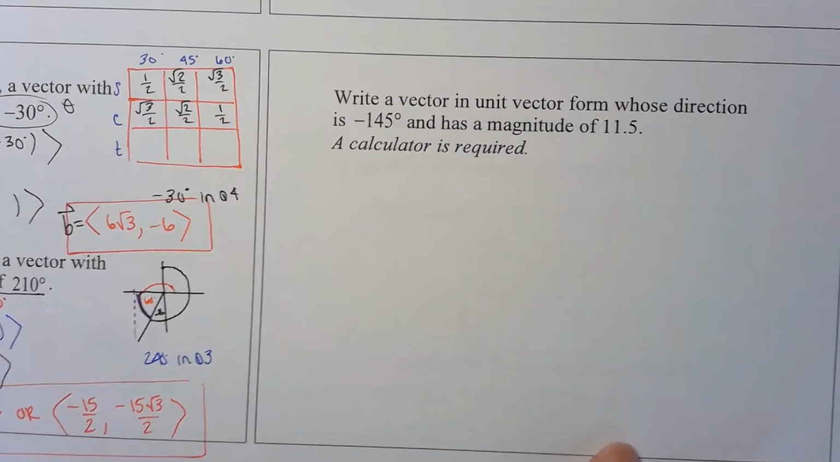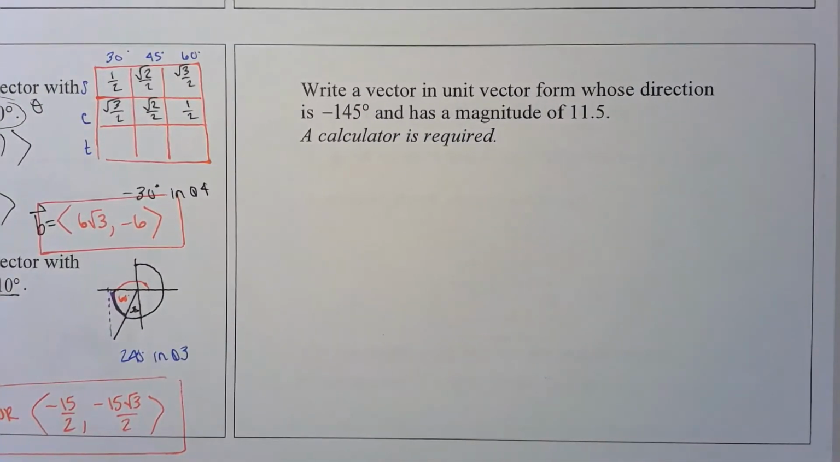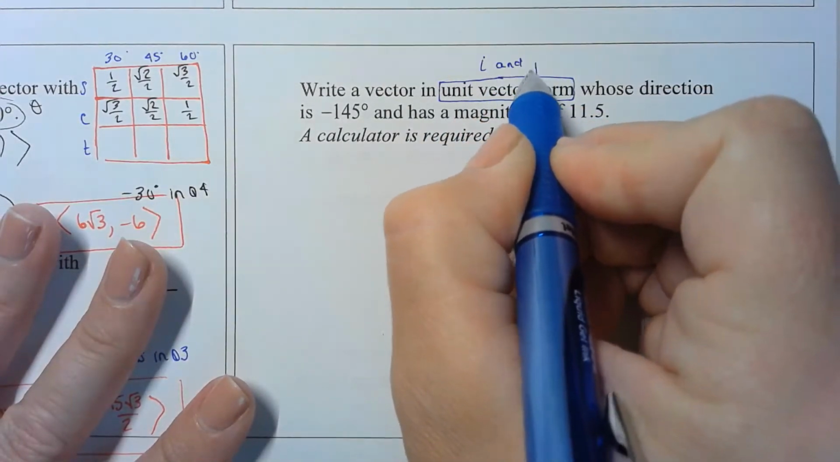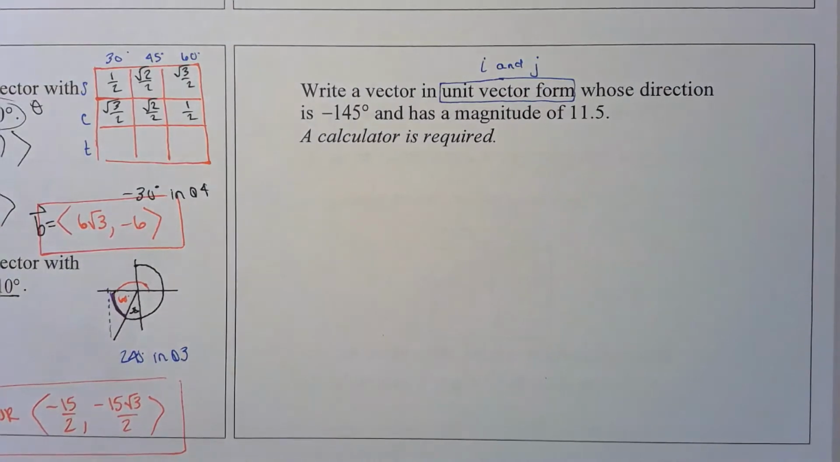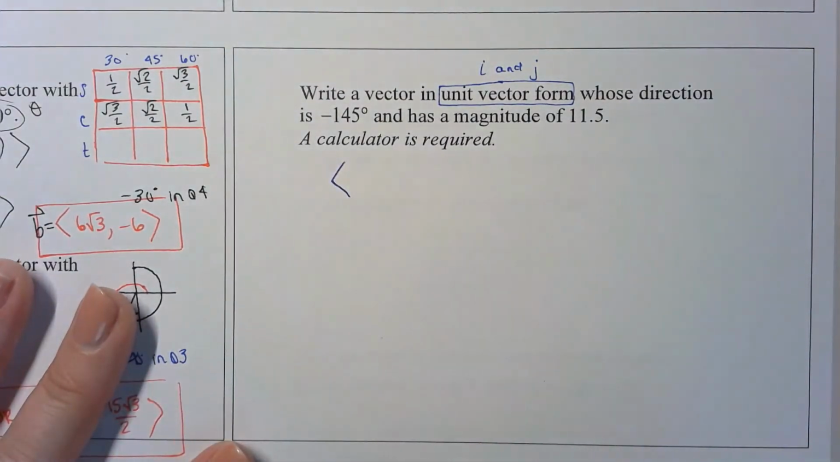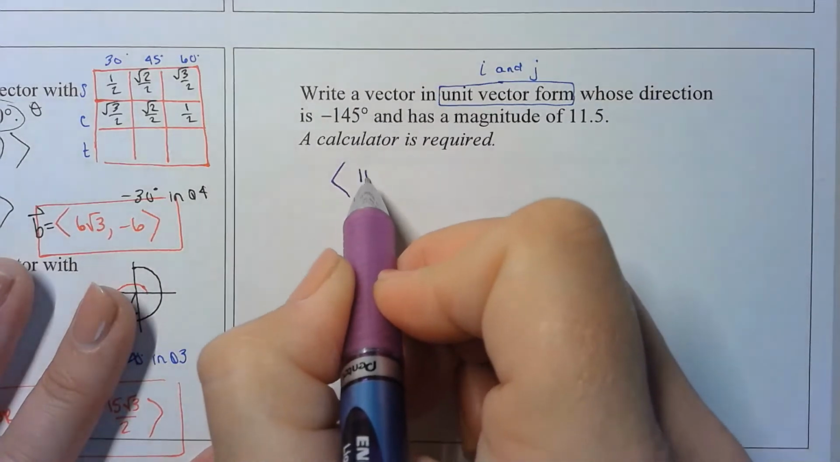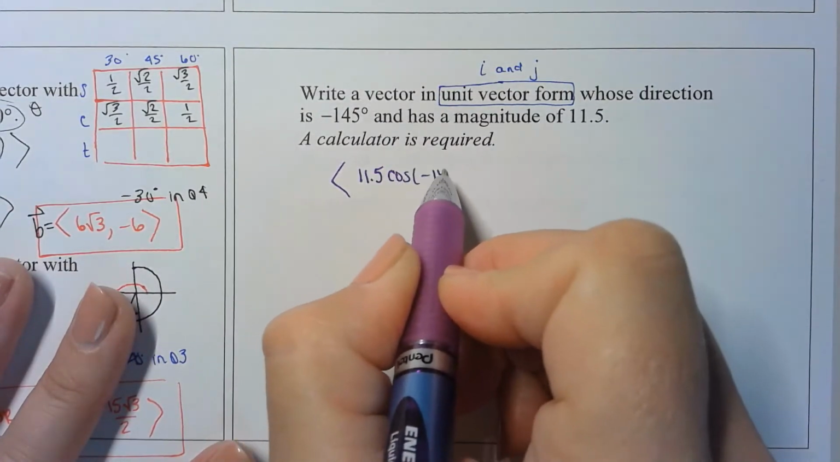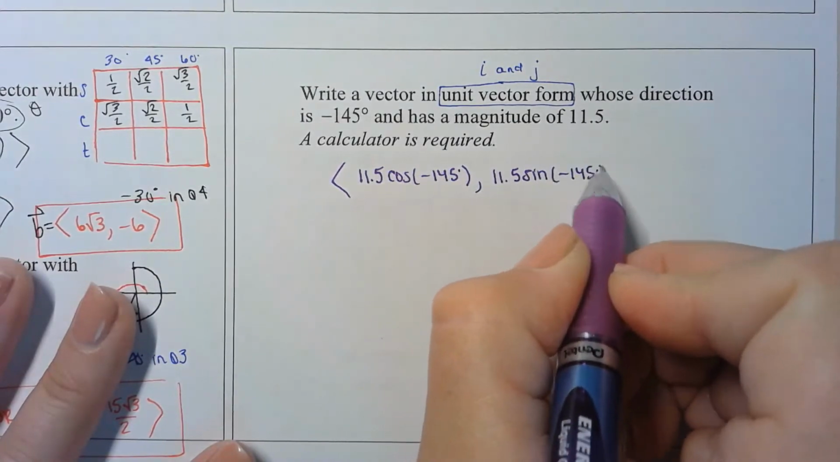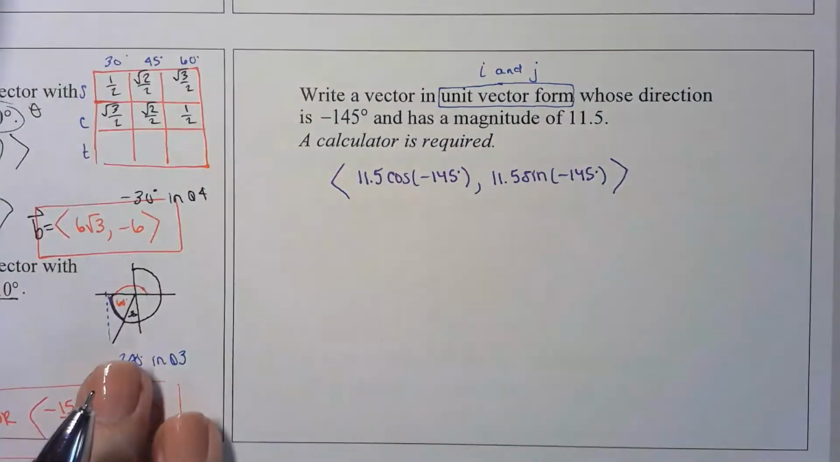It says, write a vector in unit vector form. Remember, unit vector form uses i's and j's. Well, that didn't really change anything. We still need A and B. Whose direction is negative 145 degrees and has a magnitude of 11.5. And they're telling us we're going to use a calculator. So, all right, well, let's start with component form, I think. So we need the magnitude, which is 11.5, times the cosine of the angle. Then we need 11.5 times the sine of the angle. Now, again, that's going to be in component form.